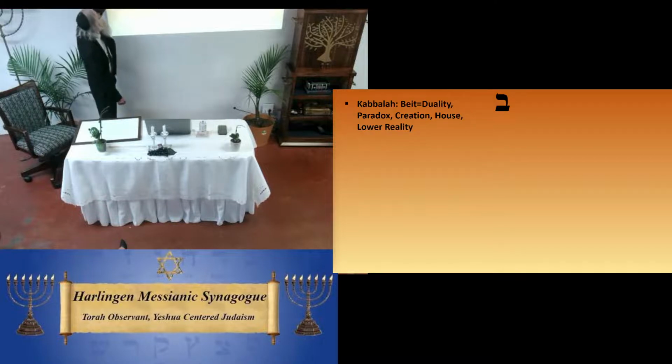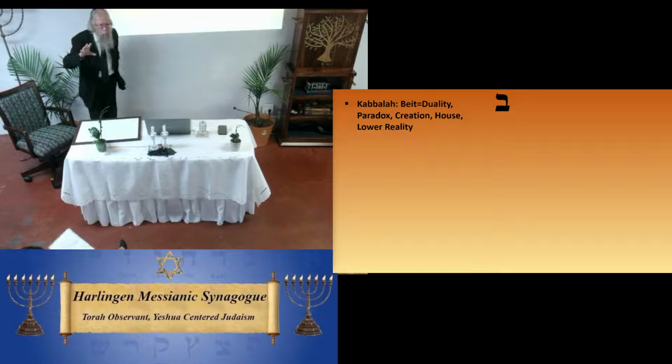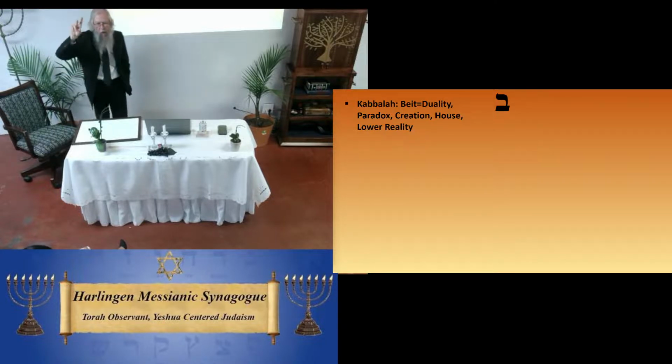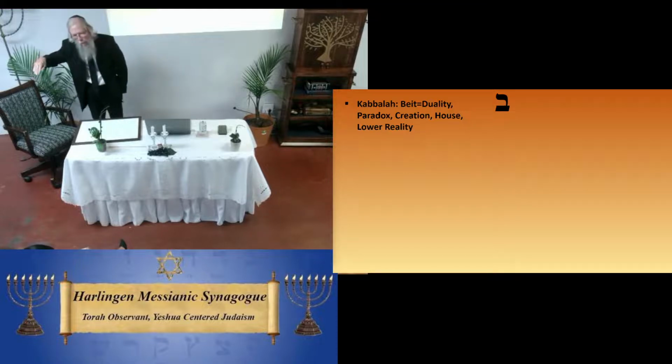In Kabbalah, Bet is duality. You have a dual nature. We've talked about this many times. You have a dual nature. You have a heavenly nature and an earthly nature. You have a spiritual nature and a physical nature. You have this duality about you. In Bet, you have a husband and a wife, and the husband and the wife together produce a child.